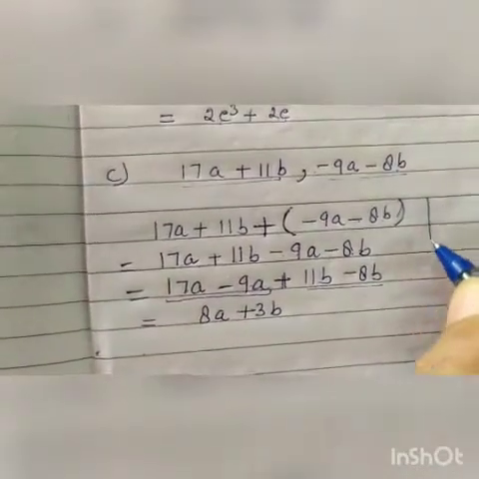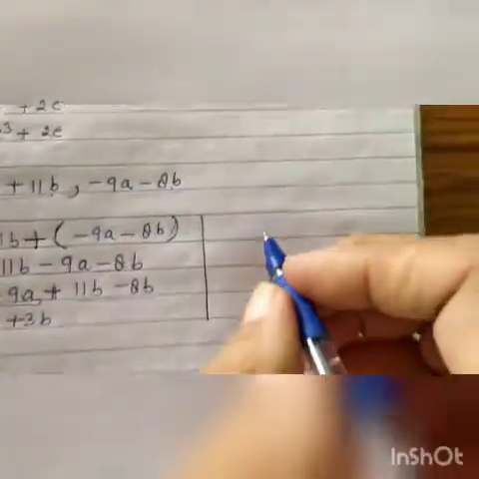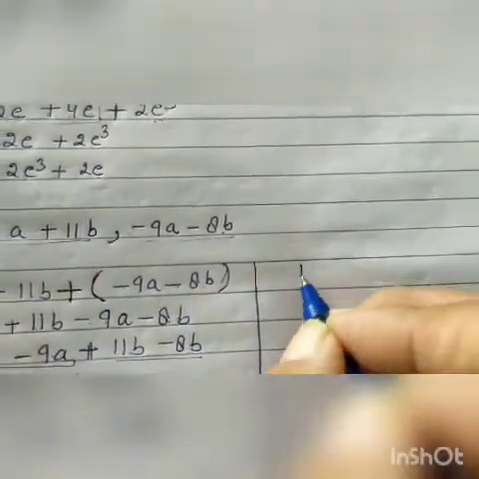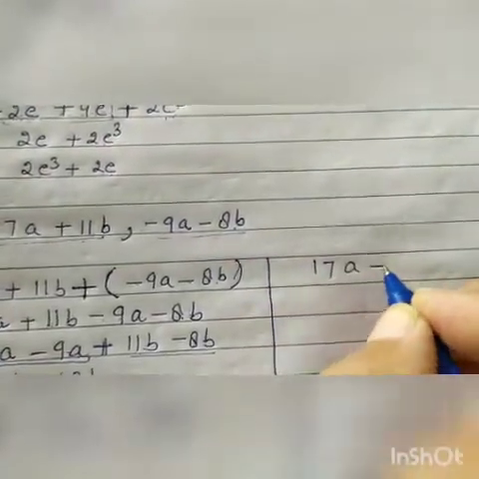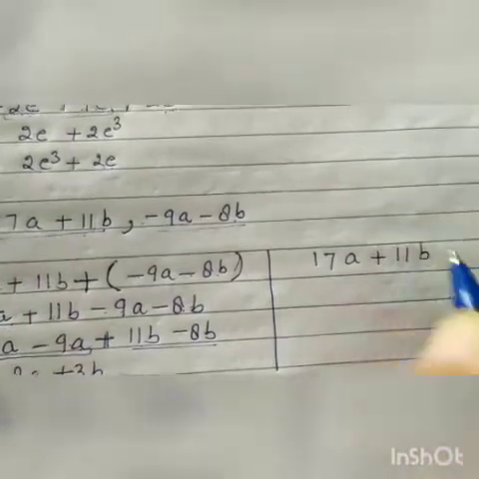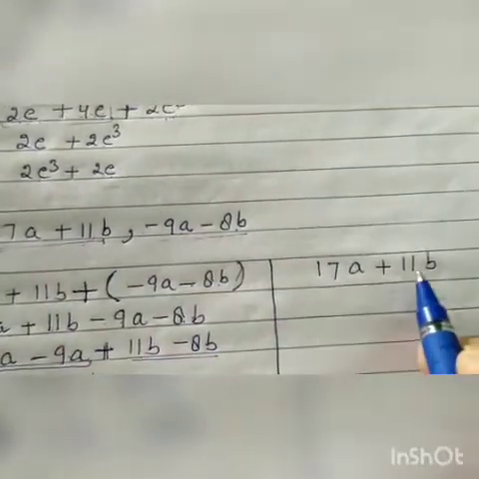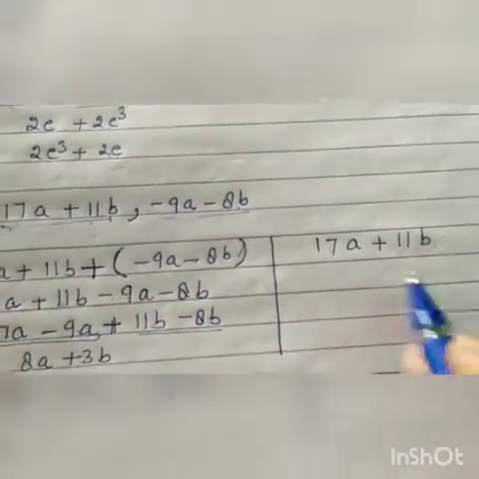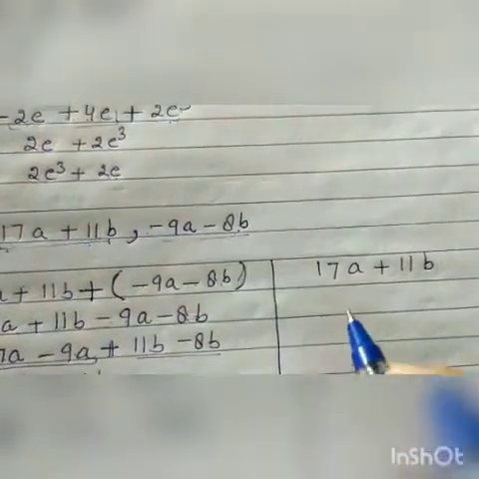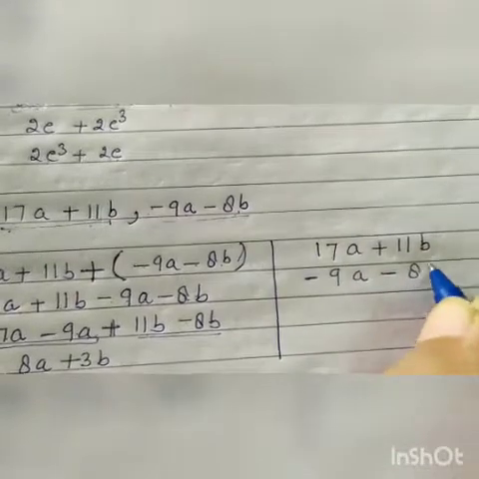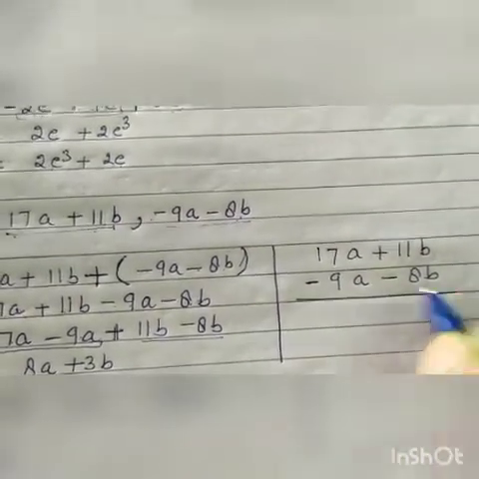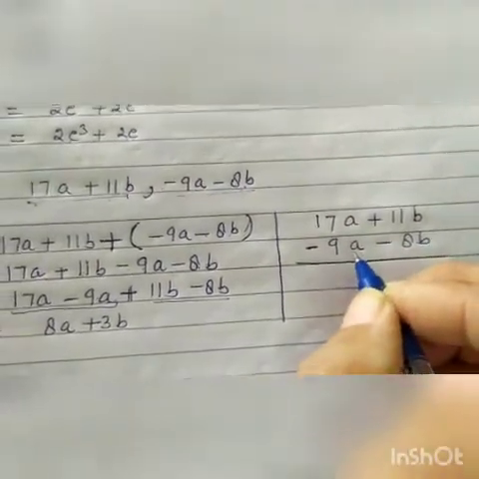And if we do this question in the column method, how will we solve? Same question. First we will write the first expression, 17a plus 11b, in one line, the first line. Then below it we will write the second expression: minus 9a minus 8b. Like terms will be written below the like terms.